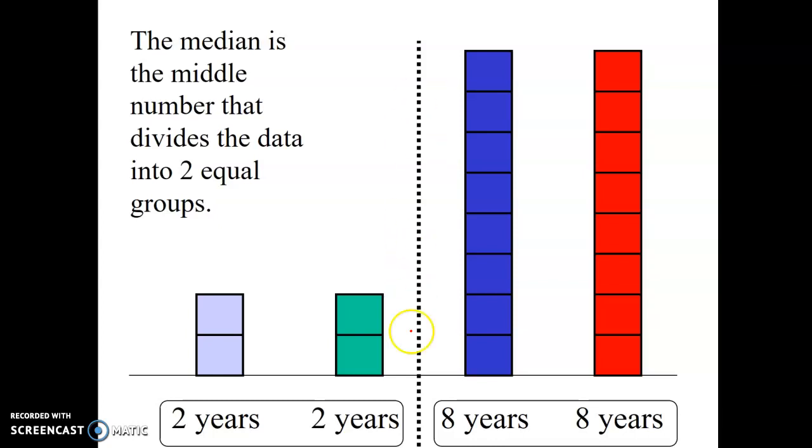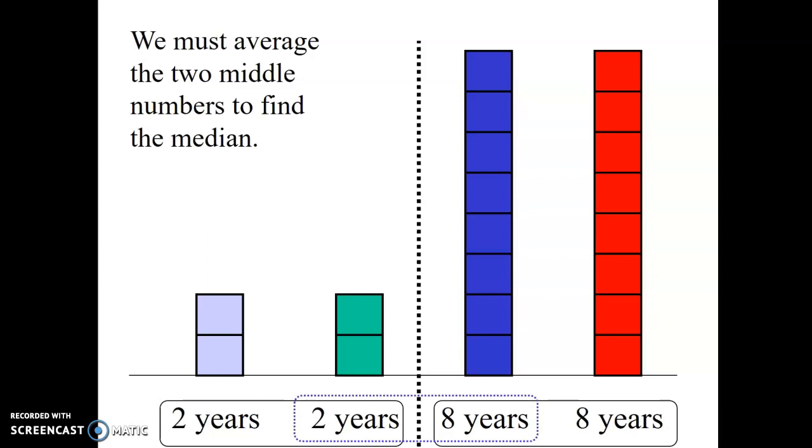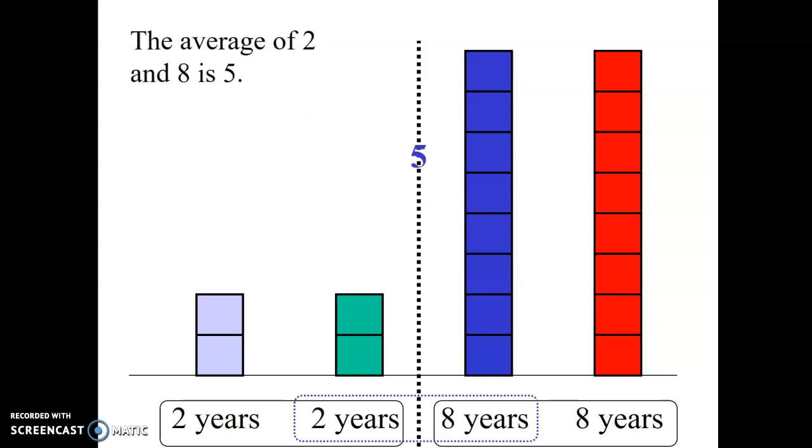Now, how do I find this middle number? Well, I need to figure out what comes between 2 years old and 8 years old. So I'm going to find the mean or average of those 2 ages. I'm going to add up 2 plus 8, which gives me 10, and then I'm going to divide by 2 because I added 2 numbers together. That gives me 5. So the average of 2 and 8 is 5. Therefore, the median is also 5.